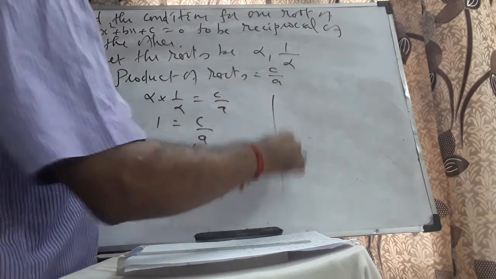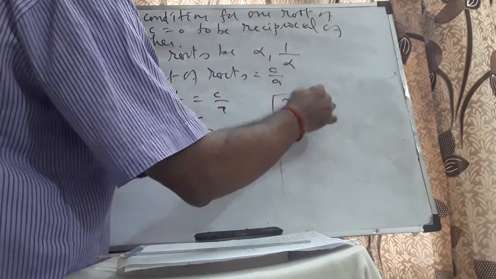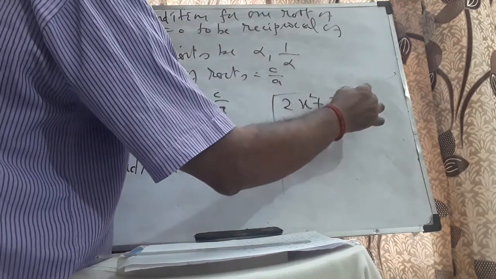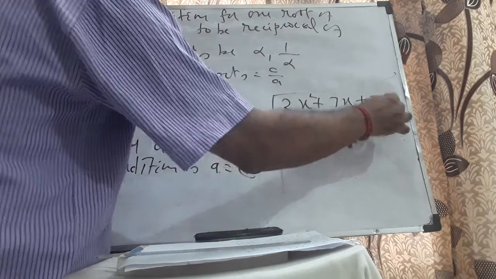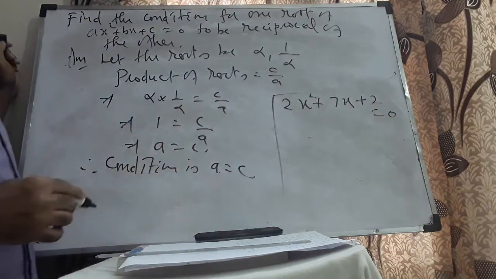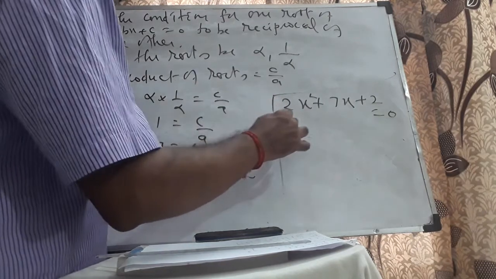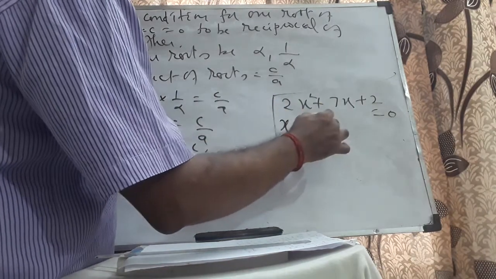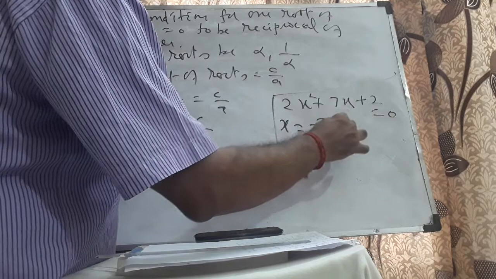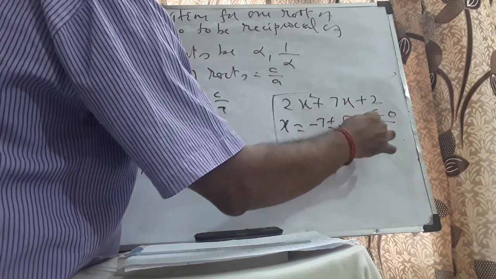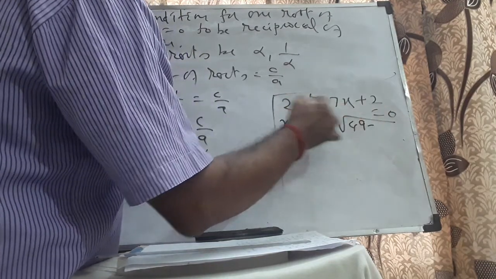You can check with one such condition. 2x square plus 7x plus 2 is equal to 0. Here a and c are equal. Okay. You can just verify x will be, what do I get? Minus 7 plus or minus root 49 minus, how much you get?